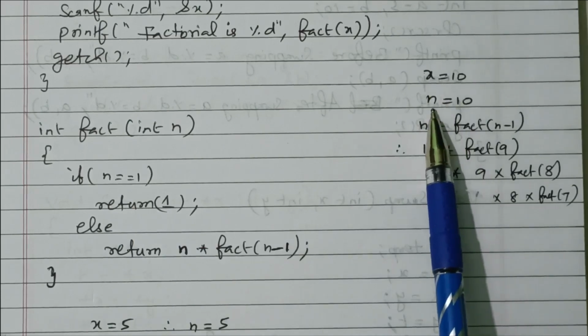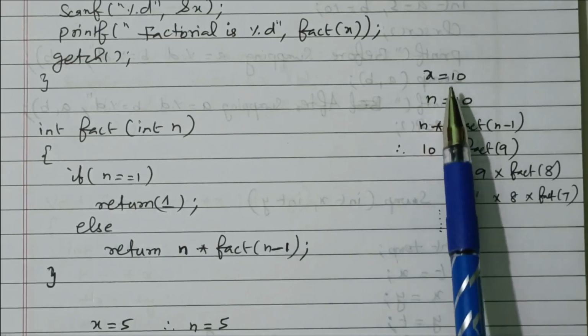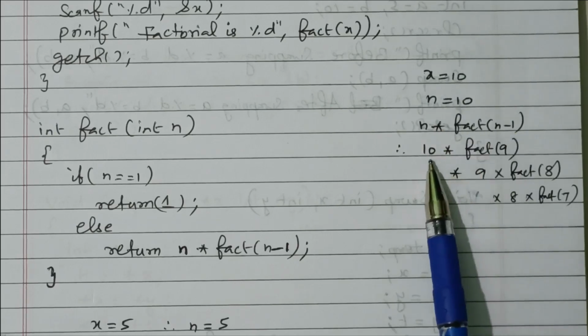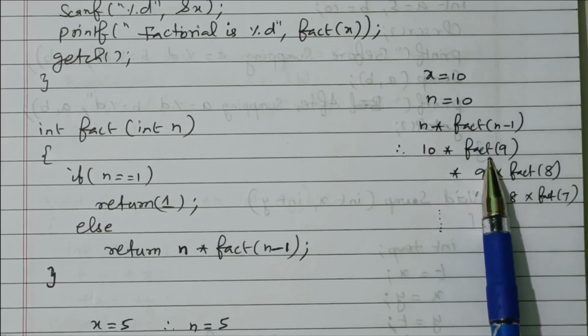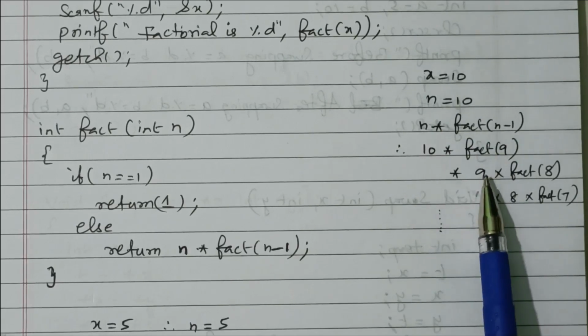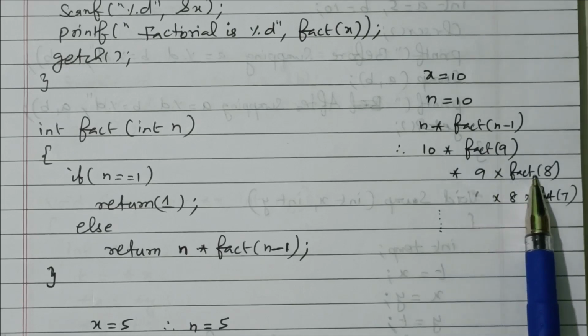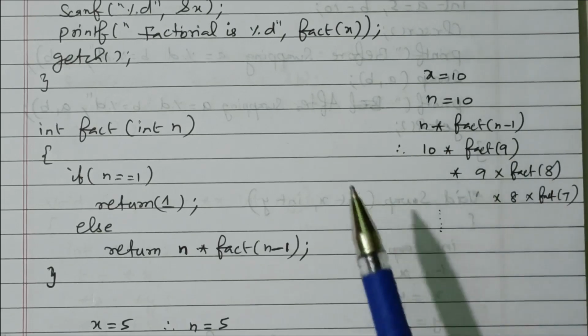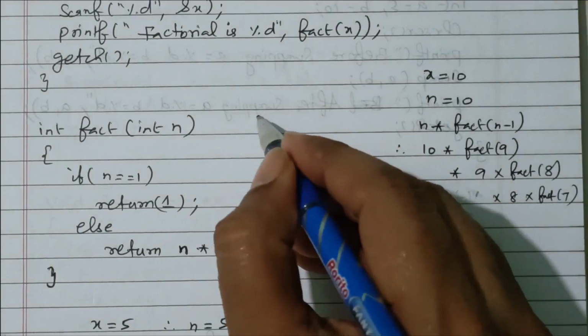X equal to 10. N means n equal to 10. X will be stored here. N into factorial of n minus 1 means 10 into factorial of 9. So again factorial of 9 is calling. Factorial of 9 means 9 into factorial of 8. Again we are calling factorial with value 8. That is 8 into factorial of 7. Like that it will go. We will go for one more example.